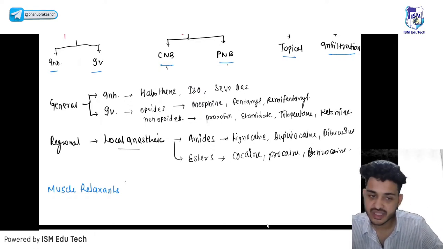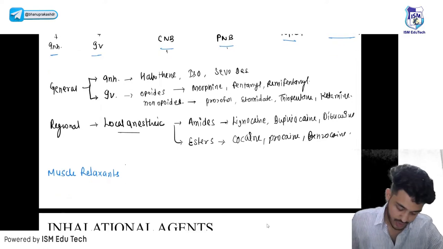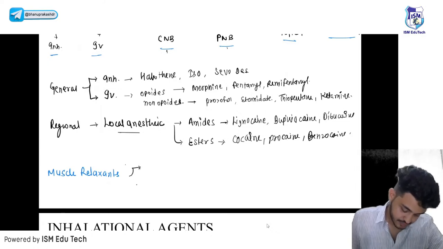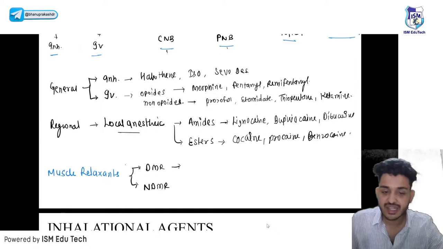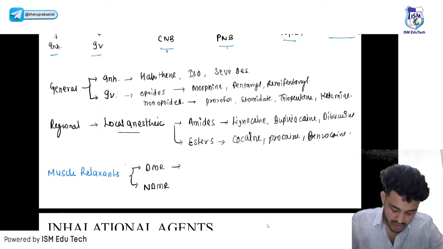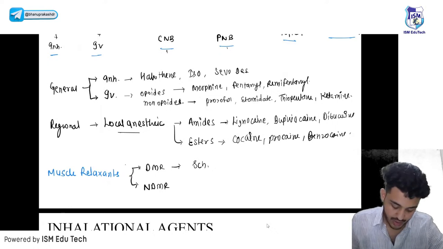In regional anesthesia, we are giving local anesthetic drugs. The last class is muscle relaxants, which we use as well. Muscle relaxants can be depolarizing or non-depolarizing. For the depolarizing muscle relaxant, we are going to study succinylcholine, something like acetylcholine, that is your succinylcholine.